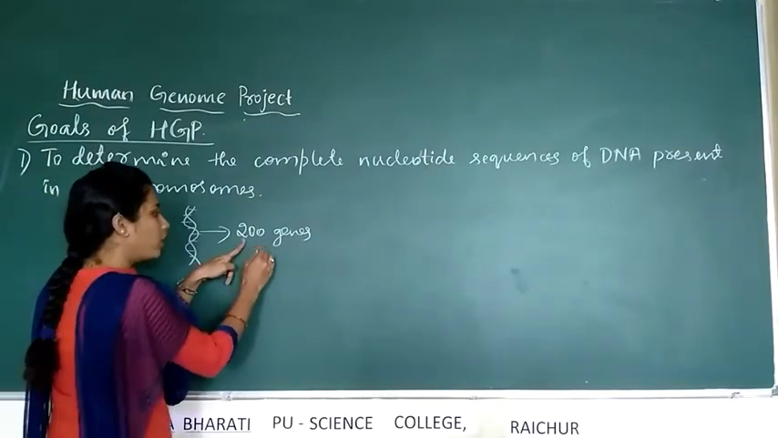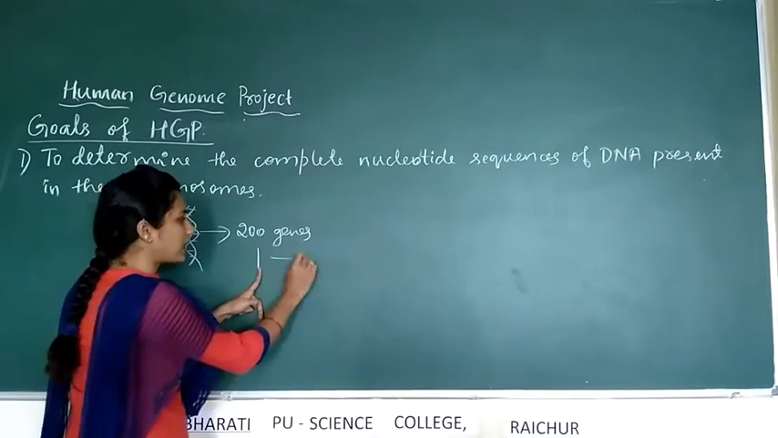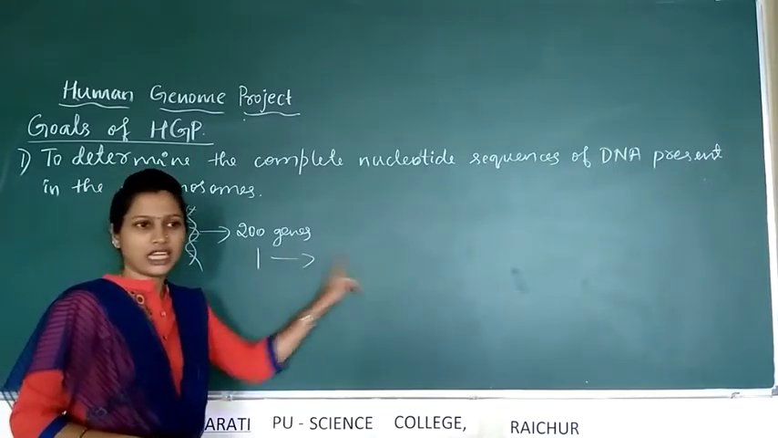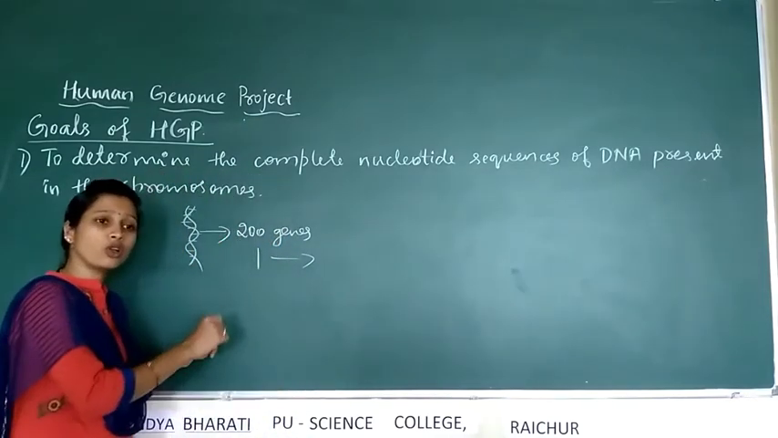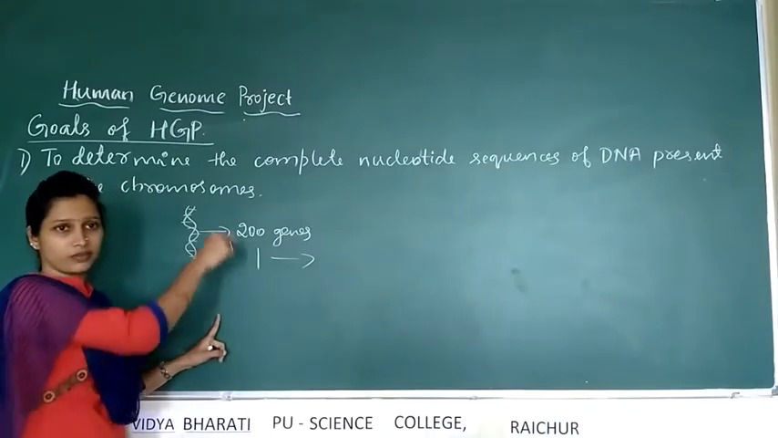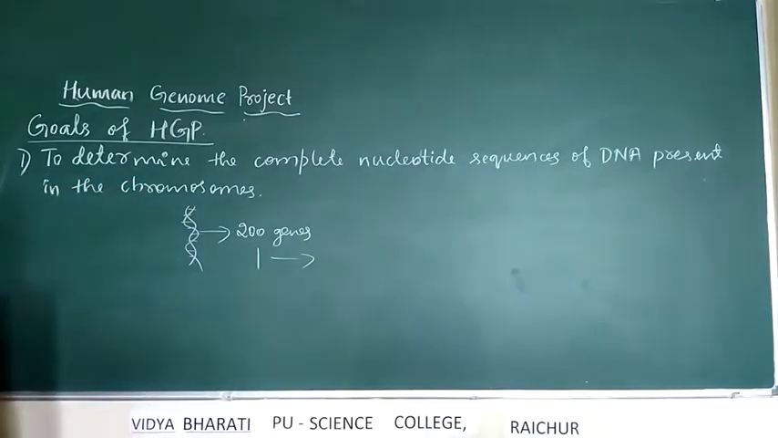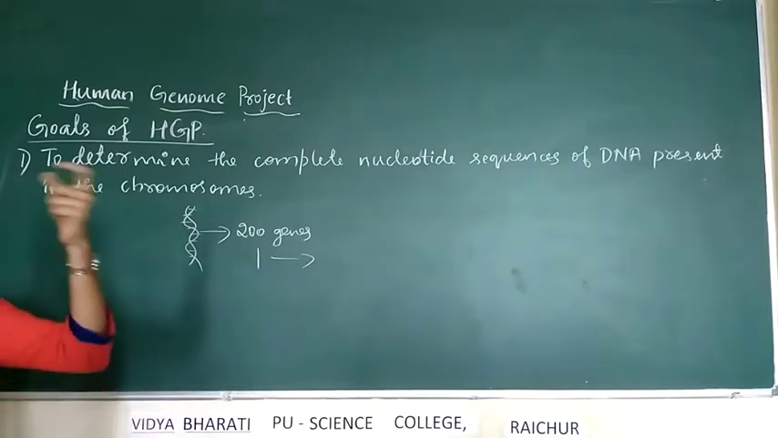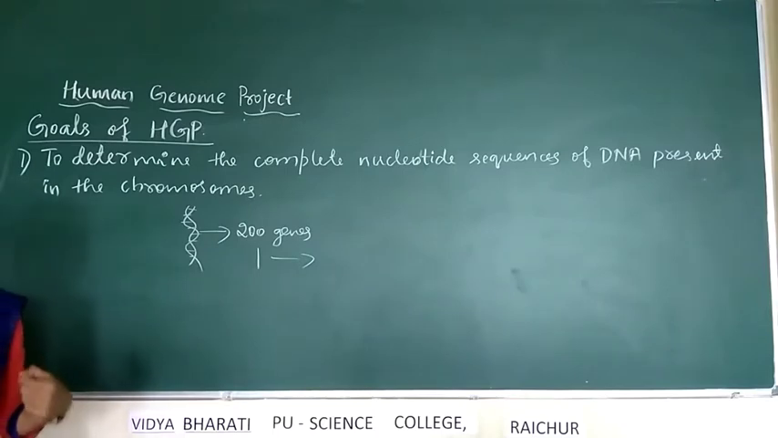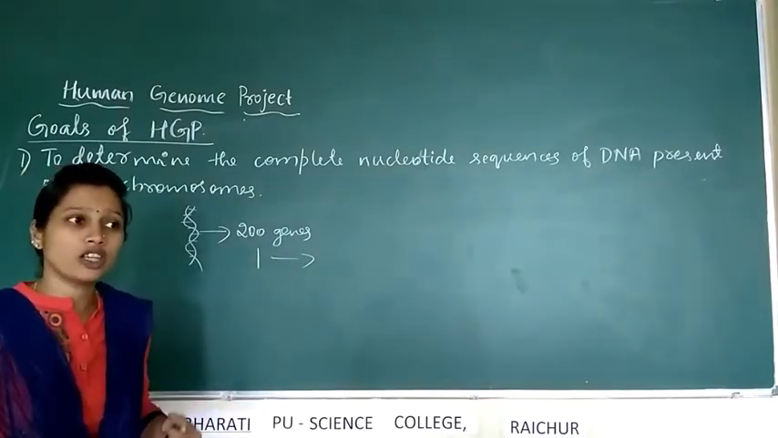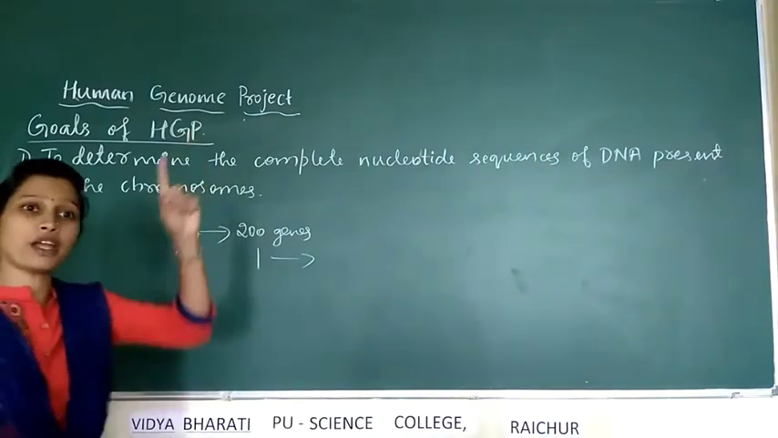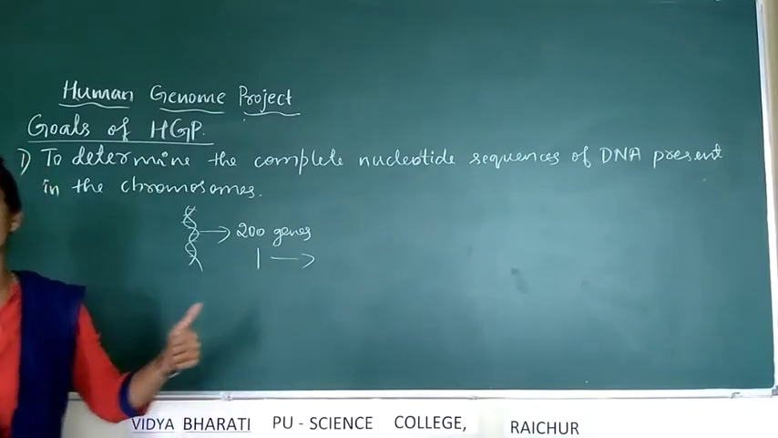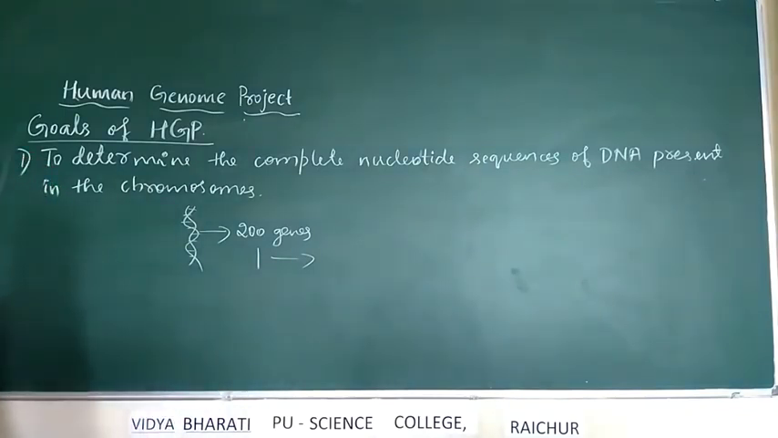Each gene contains nucleotide sequences. Like that, we have to determine the nucleotide sequences of all the genes present in all the chromosomes of a particular cell. There are 23 pairs of chromosomes. We need to determine the nucleotide sequence of DNA present in 23 pairs of chromosomes. That is the first goal of the Human Genome Project.